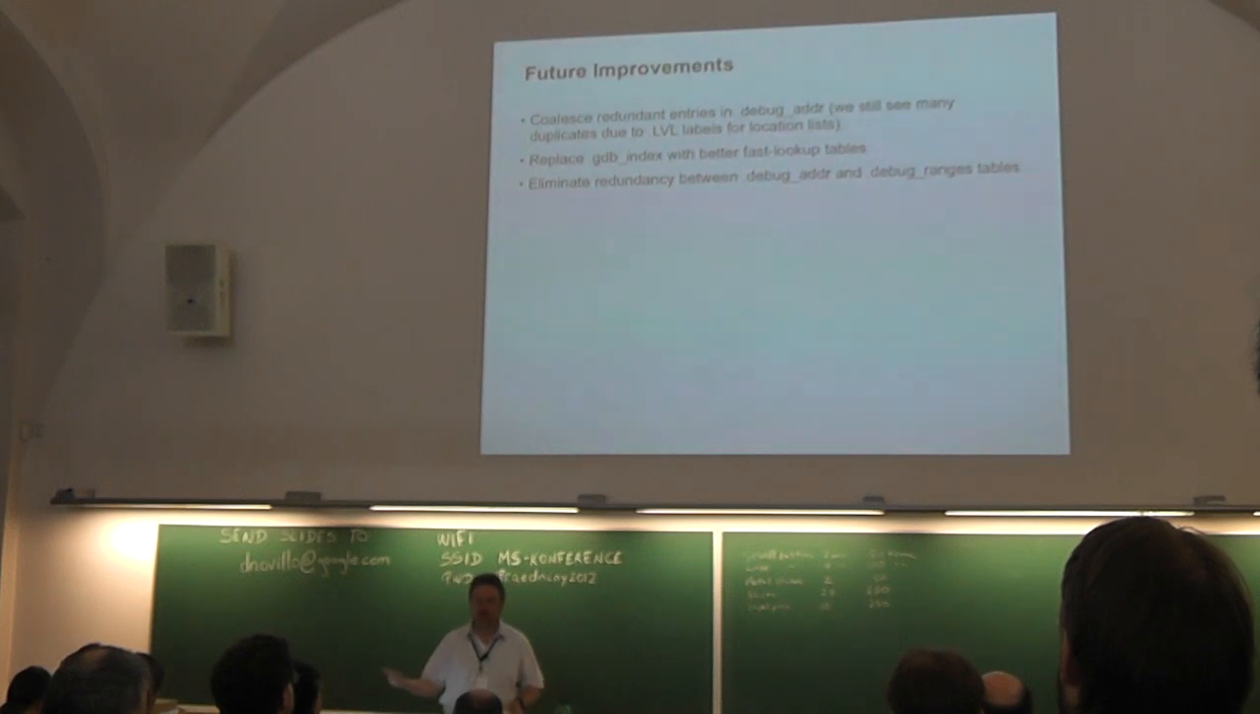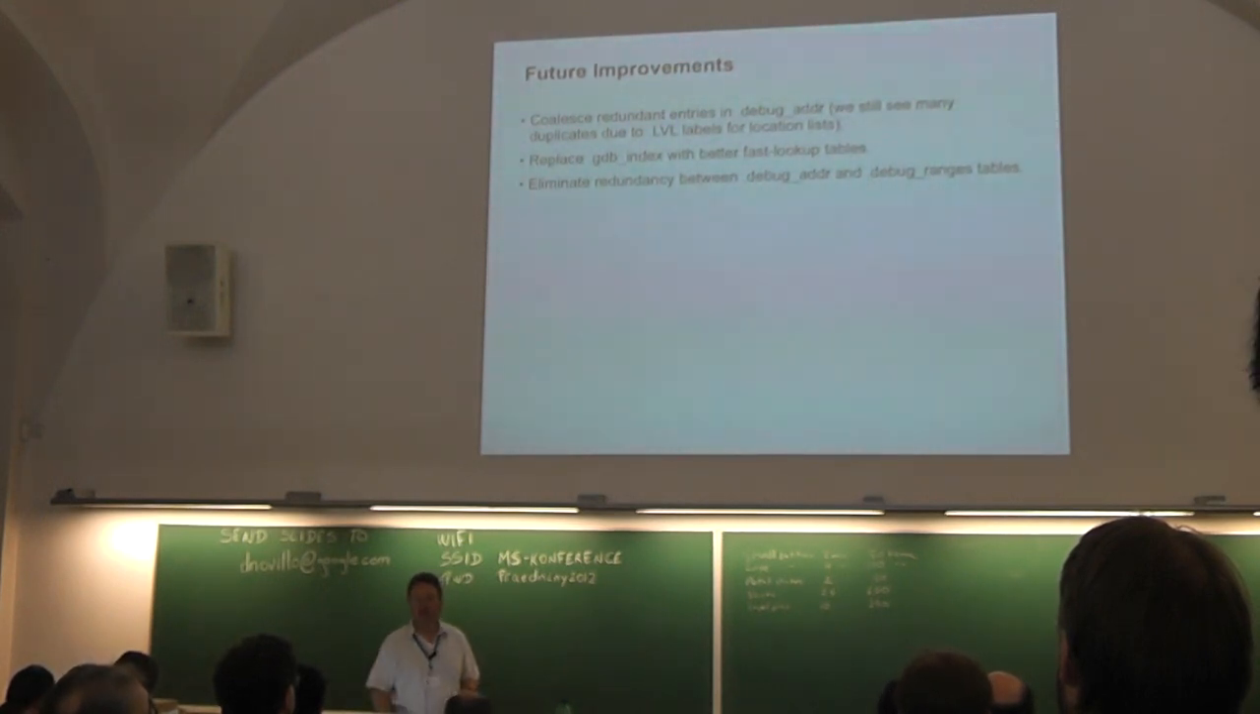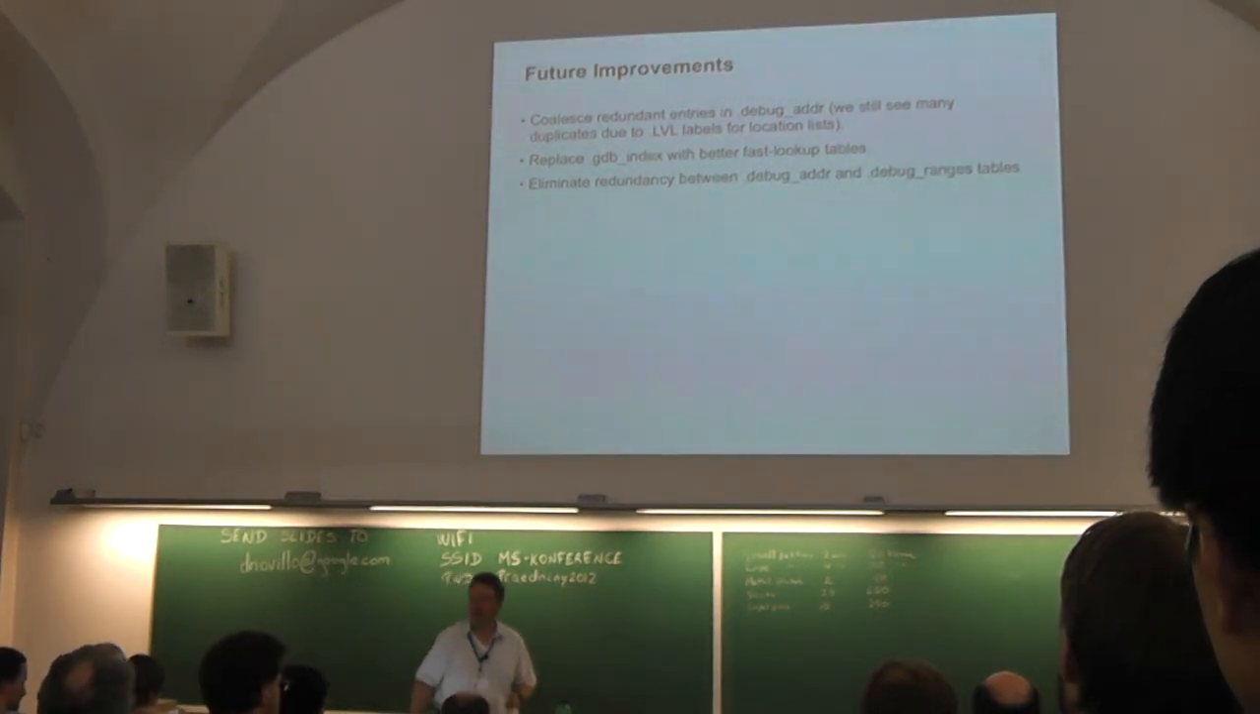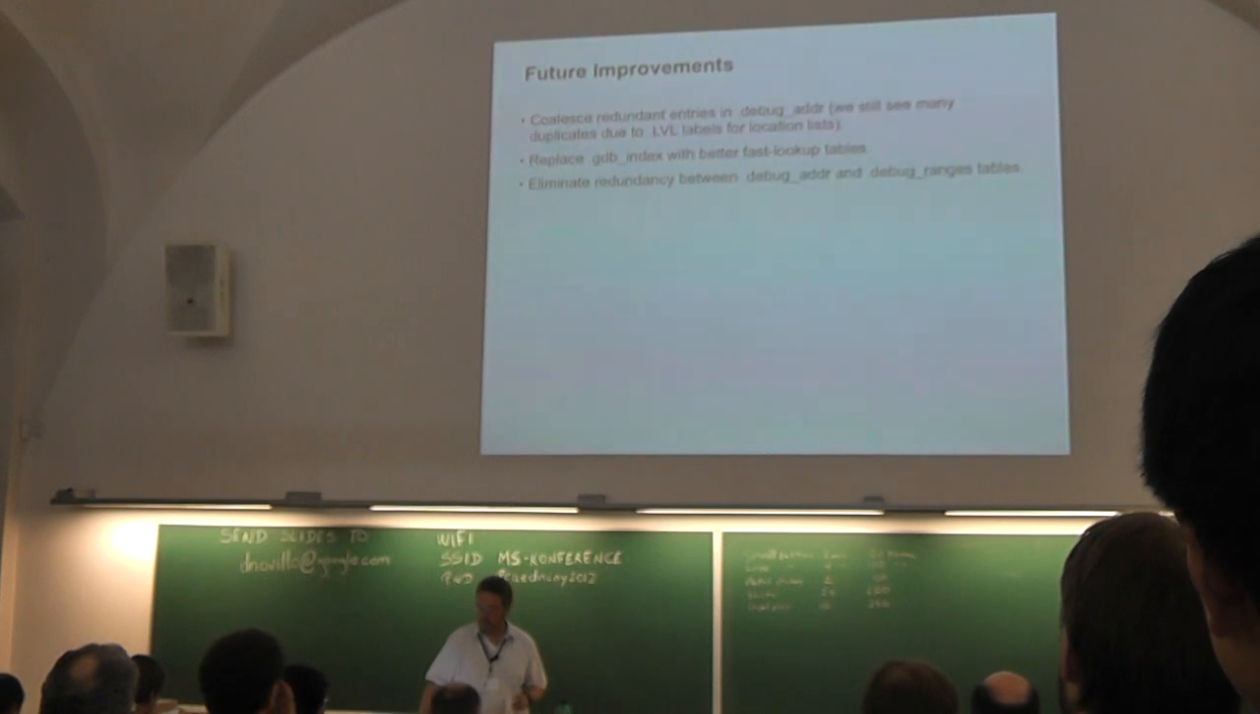Then we want to replace the GDB index with something better. But that's going to wait. I don't want to go with something else yet. I want to wait for the DWARF committee, and so we'll just go with what's already in GDB. Then I'll actively work on that spec and try to do something better and then use that.